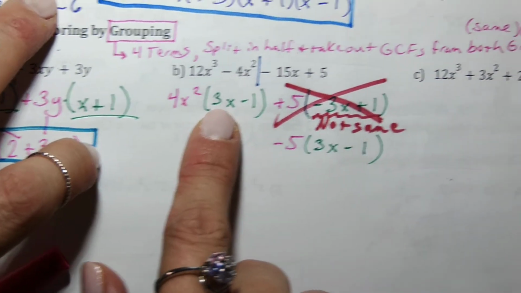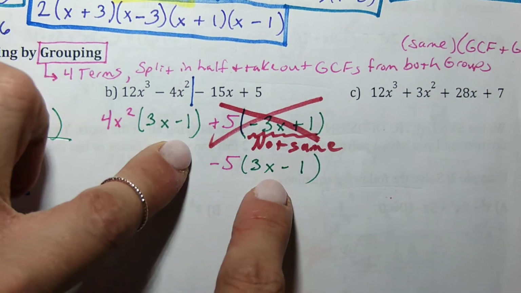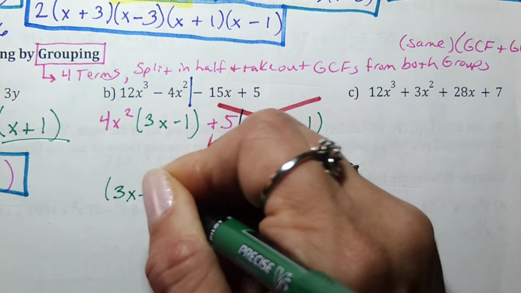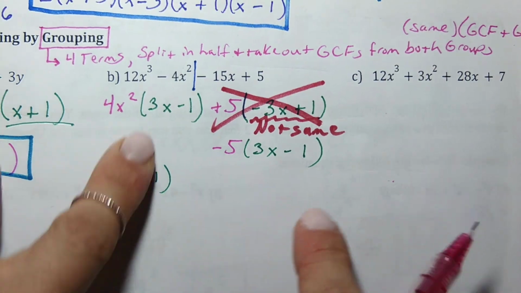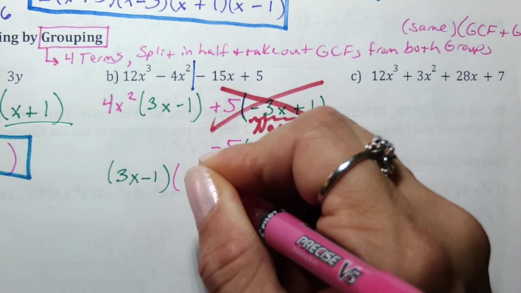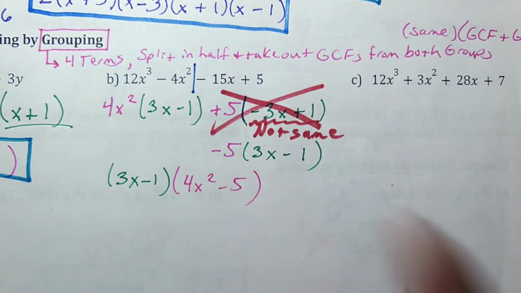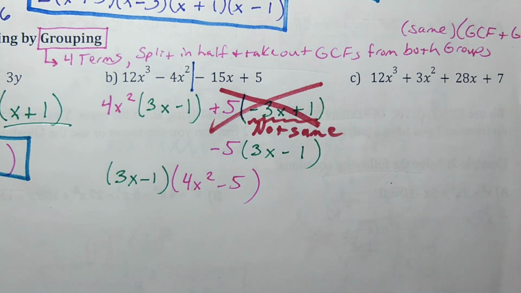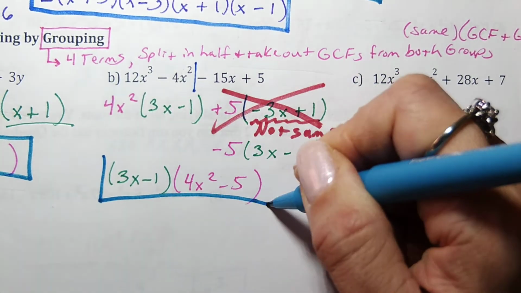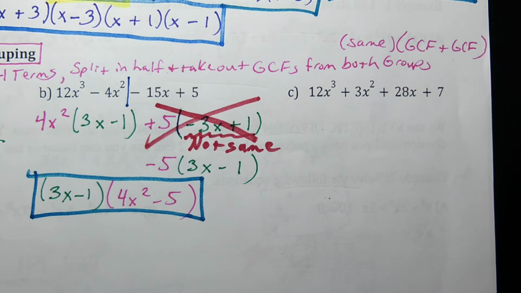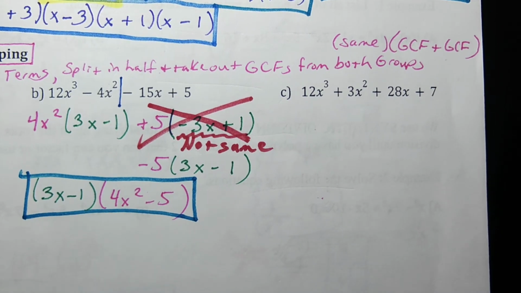So now that I have the same parenthesis, I can take that parenthesis out as a GCF, the whole thing, 3x minus 1. And when I take that parenthesis out as a GCF, we're left with the 4x squared and the minus 5. So again, we're taking out that green part as a giant GCF from the whole expression. On your own, I want you to try C.